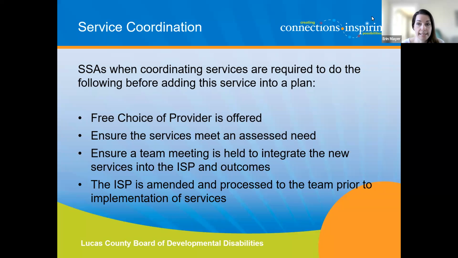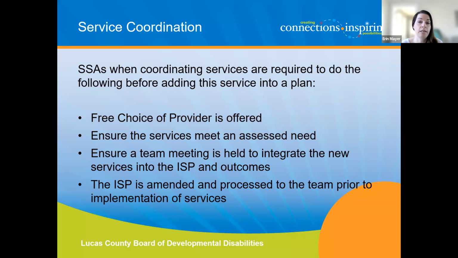I already talked about the assessed need. So once we've determined the assessed need and we identify the provider that is going to provide that, the next step is to hold a team meeting. So these aren't things that we're going to be doing over a phone call. We need to have a team meeting to discuss specifically what services and supports and outcome action steps are needed to meet the assessed need that we've identified. And then that needs to be written into the plan.